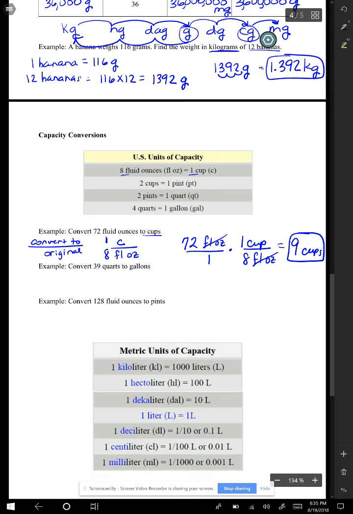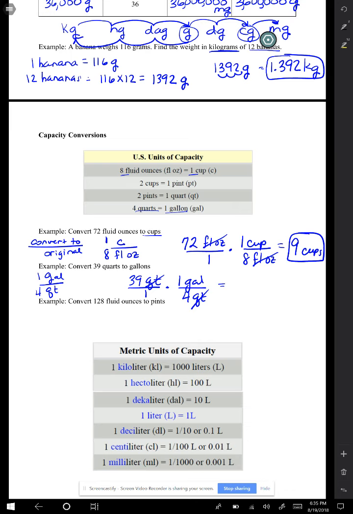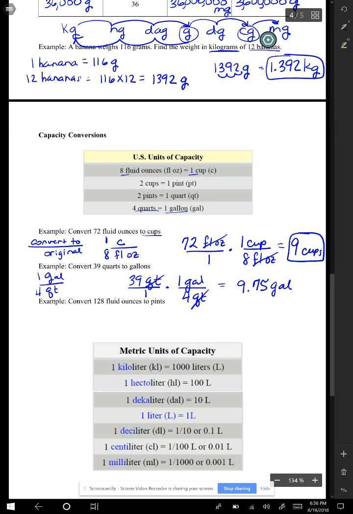Then we have 39 quarts to gallons. So I'm converting to gallons from quarts. So we look up here, and 1 gallon is 4 quarts. That will be what I multiply by. So 39 quarts multiplied by 1 gallon, which is 4 quarts. The quarts divide out, and I get 39 divided by 4. When you do this, you're going to end up with 9.75 gallons. And depending on how they ask this, if they ask for a decimal, then that's going to be fine.